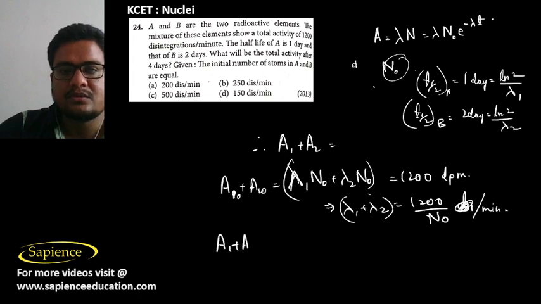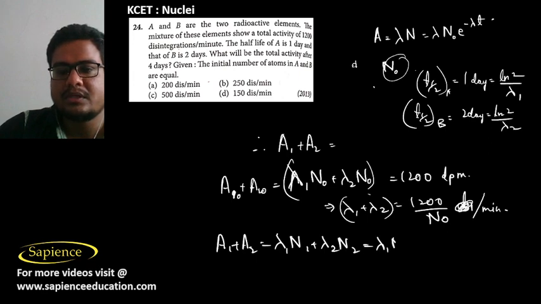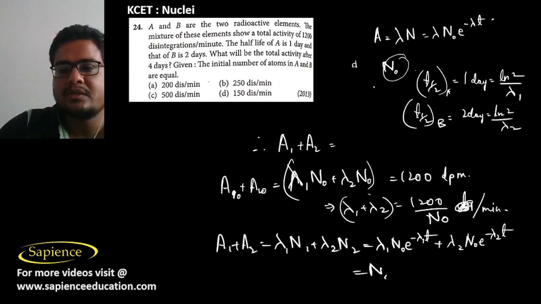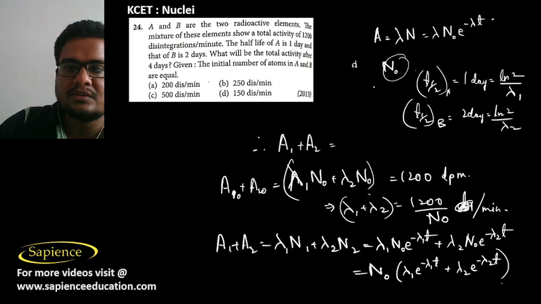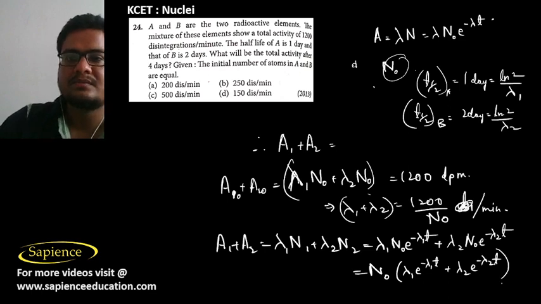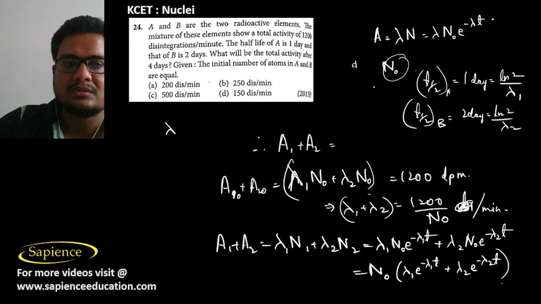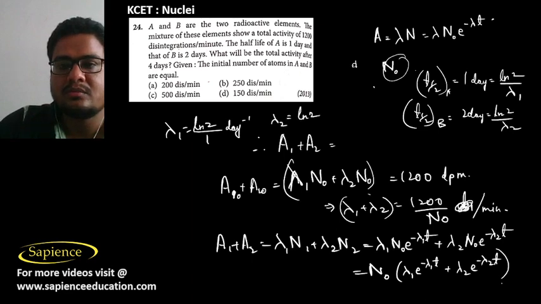So to find A1 plus A2, that is equal to lambda 1 n1 plus lambda 2 n2, which is lambda 1 n naught e power minus lambda 1 t plus lambda 2 n naught e power minus lambda 2 t. That will be equal to n naught into lambda 1 e power minus lambda 1 t plus lambda 2 e power minus lambda 2 t. Here t is equal to 4 days. Lambda 1 is ln 2 by 1 per day, and lambda 2 is ln 2 by 2 per day.